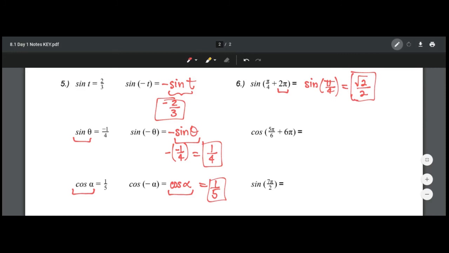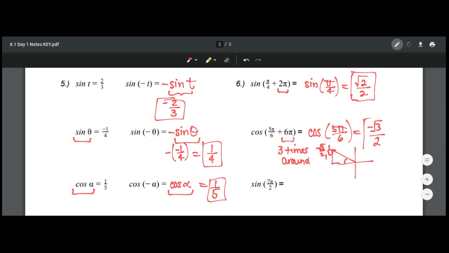For cosine of 5 pi over 6 plus 6 pi, this is just going around 3 times. And so you would just end up in the same exact location as the original angle of 5 pi over 6. If you don't remember where 5 pi over 6 is, that creates a small angle here, so that's a 30-degree angle. And so this ordered pair would be negative root 3 over 2, comma 1/2. And since we're looking for cosine, that would be our x-coordinate. So negative root 3 over 2.